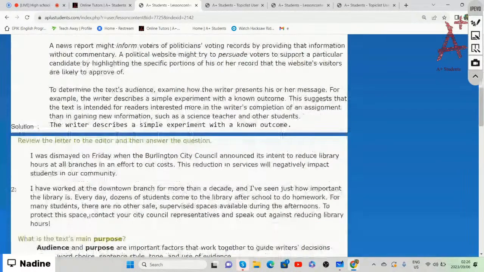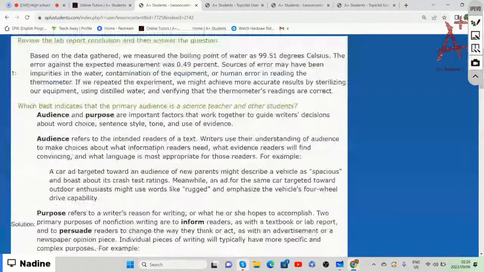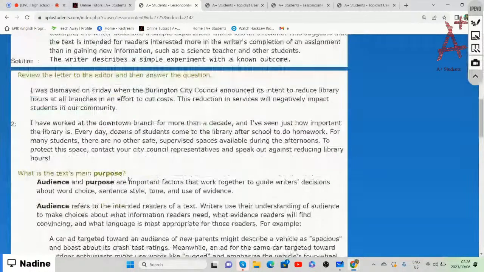All right, so that is basically when it comes to reviewing a lab report. So now to review the letter to the editor. If we review a letter to the editor: I was dismayed on Friday when the Burlington City Council announced its intent to reduce library hours at all branches in an effort to cut costs. The reduction in services will negatively impact students in our community.